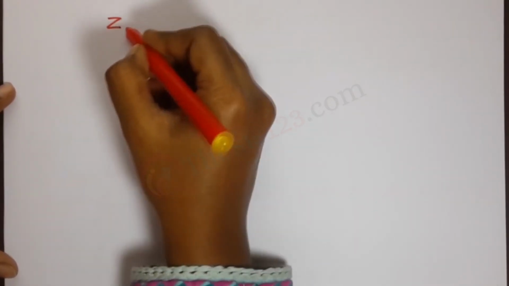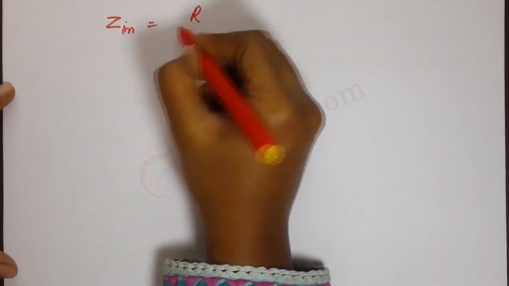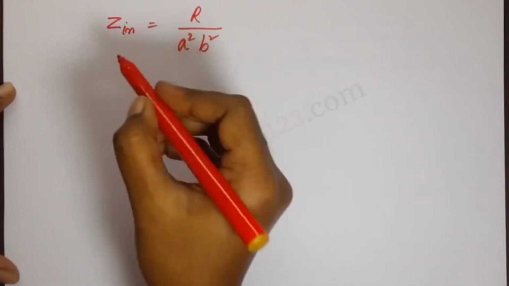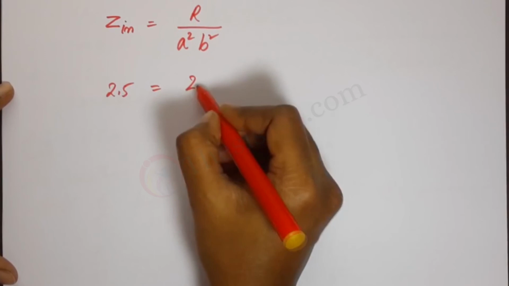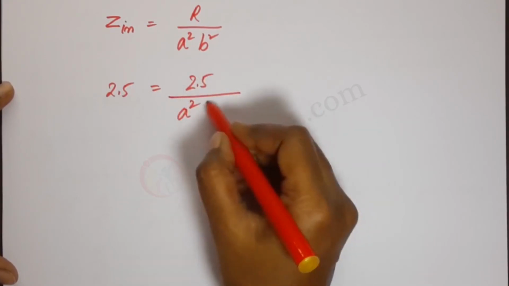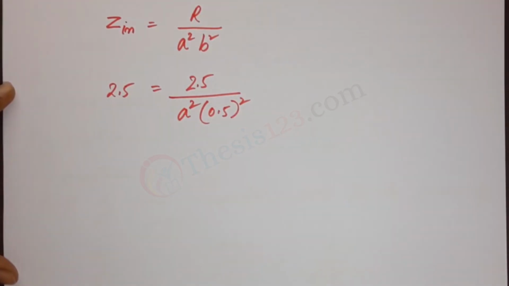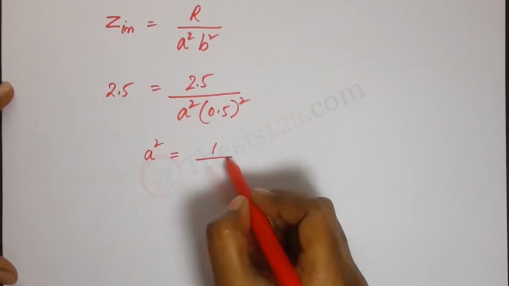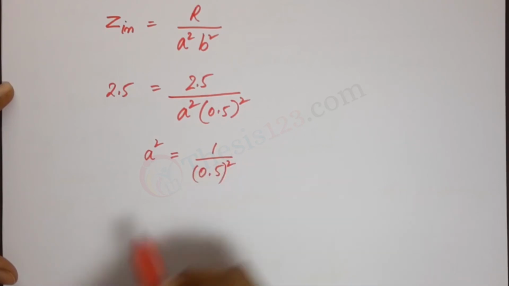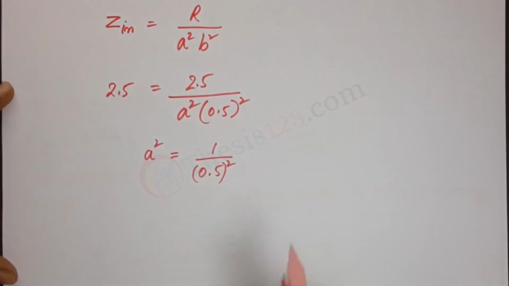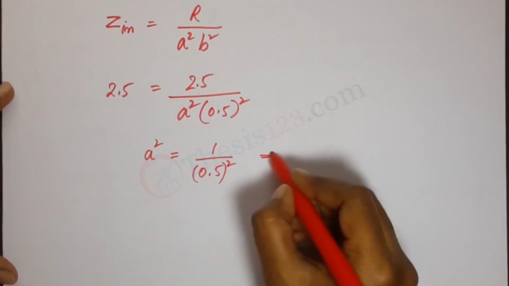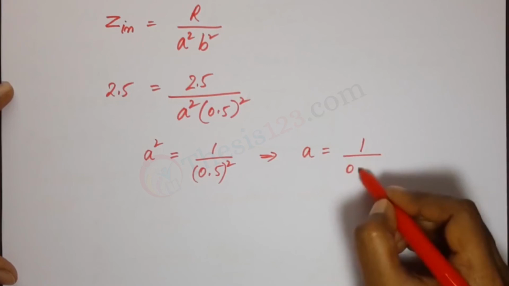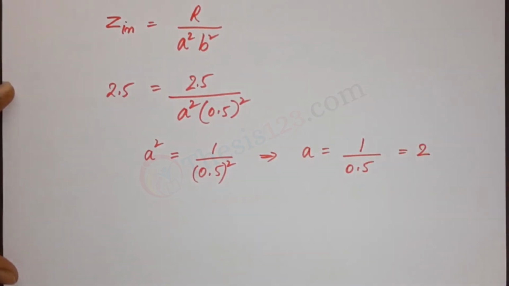Alright. The expression is Z in is equal to R by A square B square. Let's substitute. 2.5 is equal to 2.5 divided by A square into 0.5 square. R is 2.5, Z in is also 2.5. Now, what would A square become? A square would be 1 by 0.5 square, right? 2.5 cancels out. Now solving this further, A is equal to 1 by 0.5, which equals 2. So A equals 2.